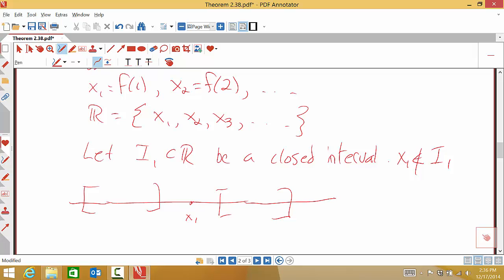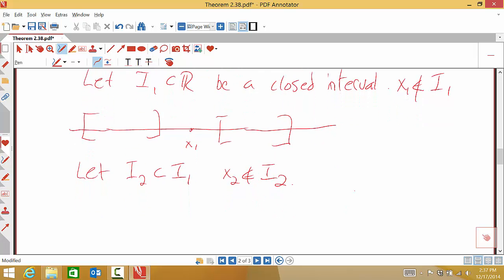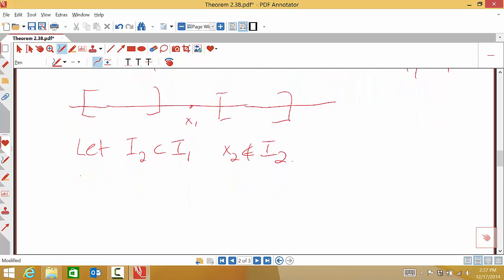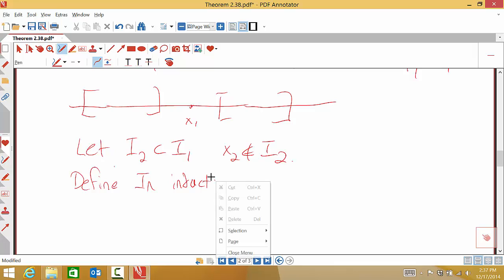Okay, so what I'm going to do next is take my I1 and let I2 be a subset of I1, again another closed interval, with x2 not in I2. So I've just defined it so that I2 is a closed interval contained in I1 that doesn't contain x2. And then I'm going to define a sequence inductively. Defining I sub n inductively is going to be the way to do it. This is going to allow me to define infinitely many things in one step.